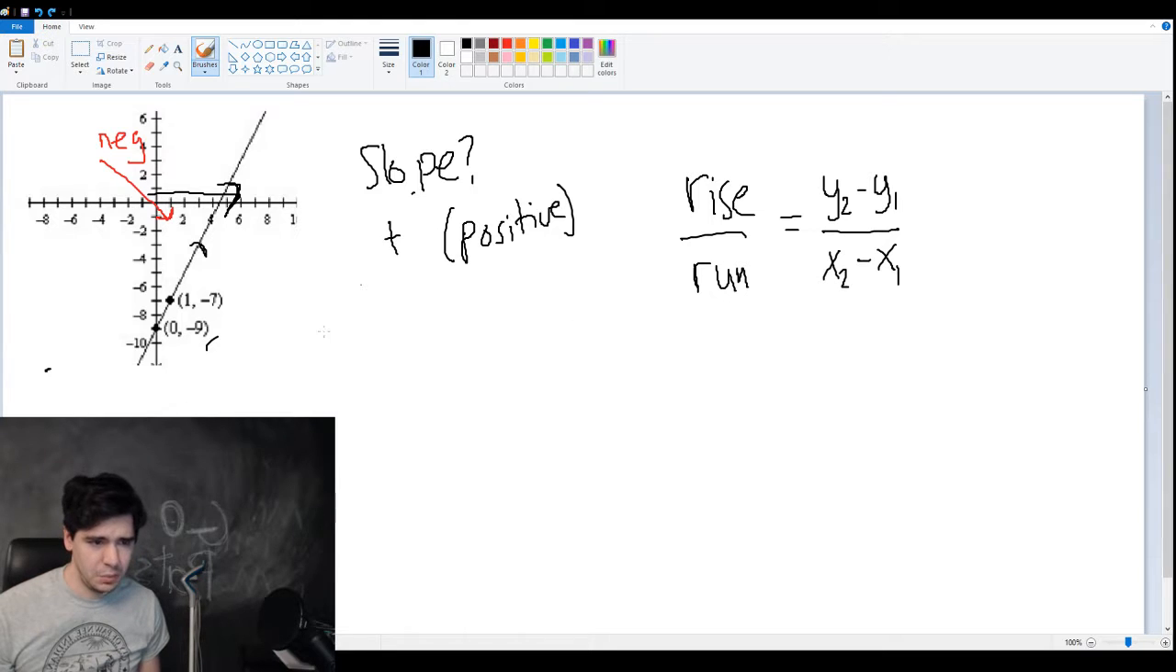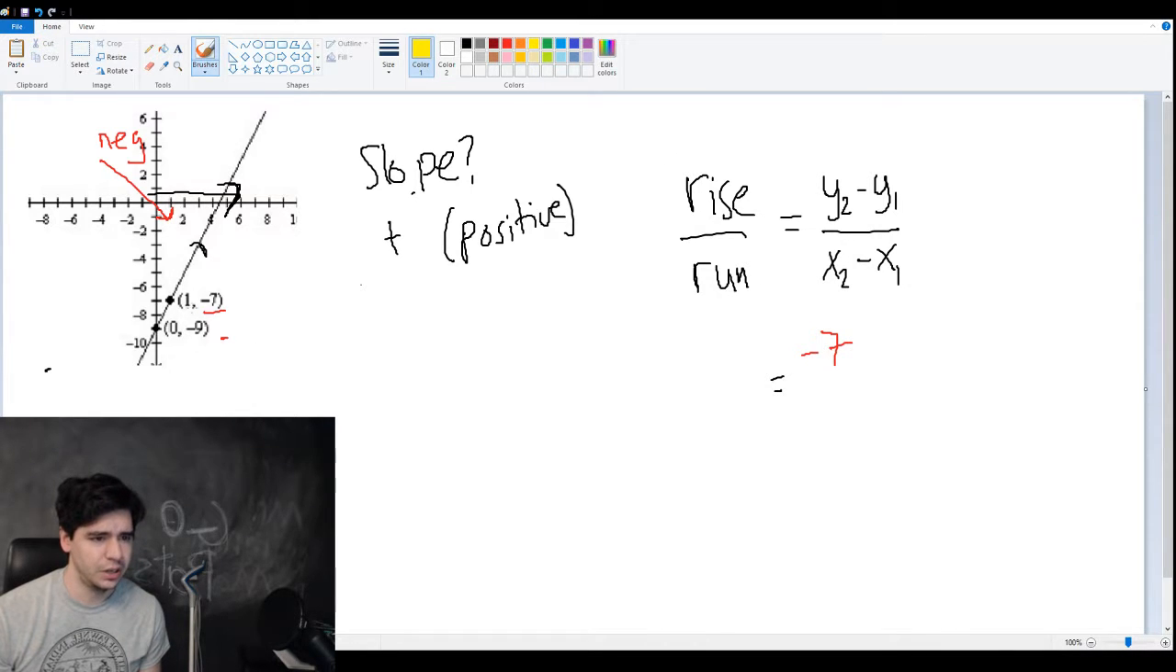Y1 means the y value of the first point. Remember, first is farther left. Second is farther right. So let's plug those values in. The y value of my second point is -7. Let me color code: -7 right there is my second y point.